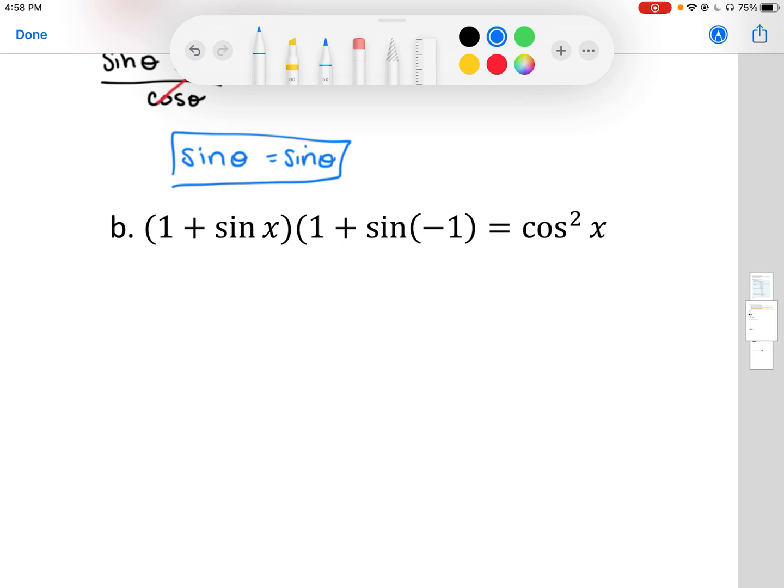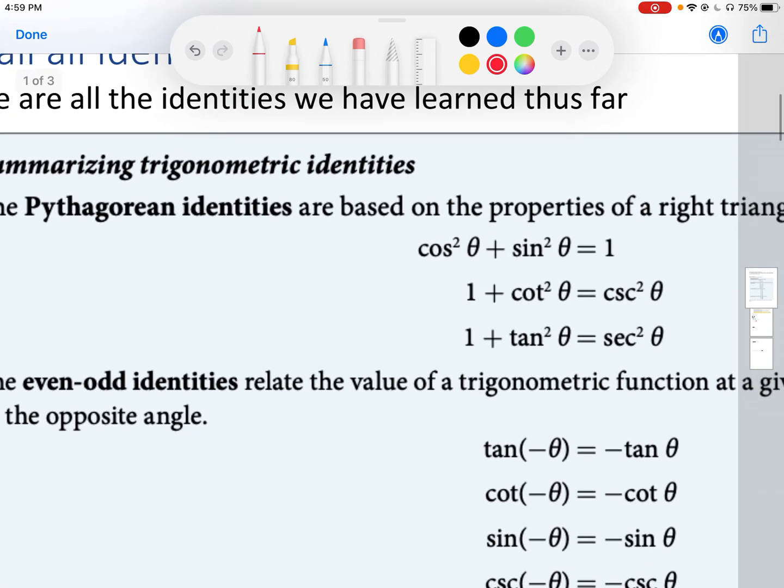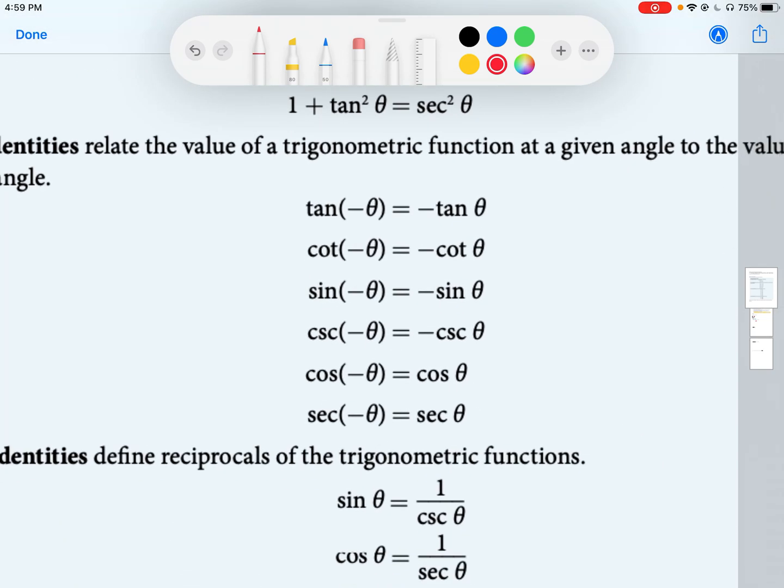What about this one? I think I read that one wrong. 1 plus sine of x times 1 plus sine of negative x equals cosine squared x. All right, well, we see that I have a negative from our argument of sine. If you recall your even and odd identities, sine is odd, so I can go ahead and move that negative to the front.